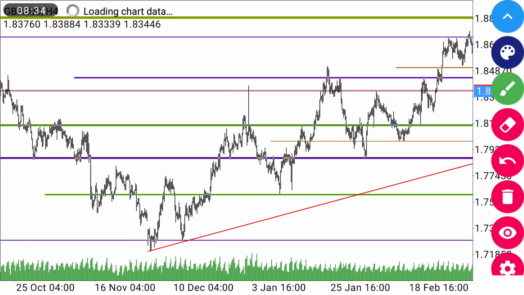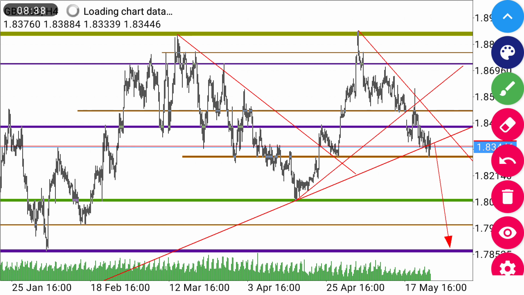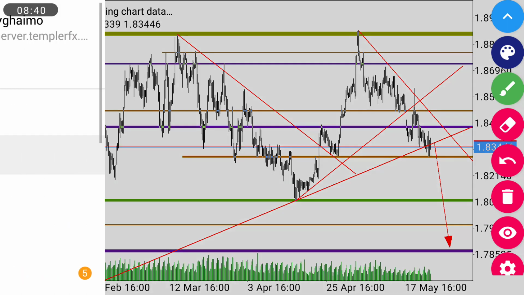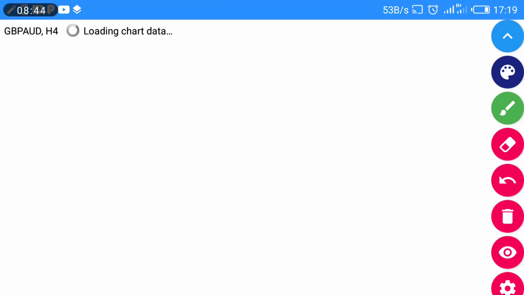Let us look at the structure. The structure is an uptrend. That's why there is a reversal pattern of head and shoulders. Another pair which you're going to be looking at after GBP AUD is GBP CAD.